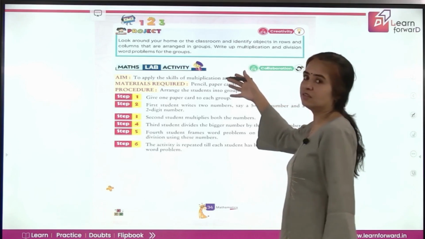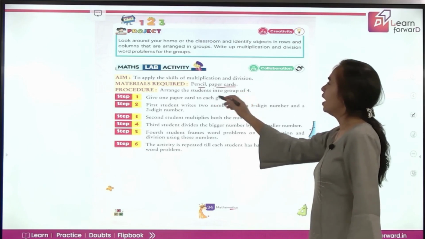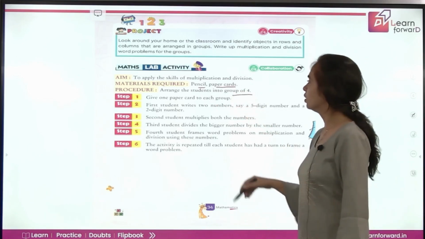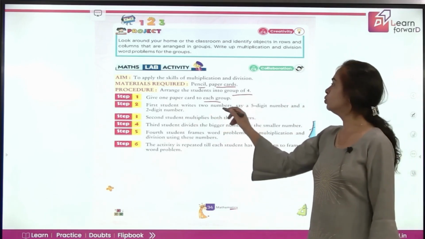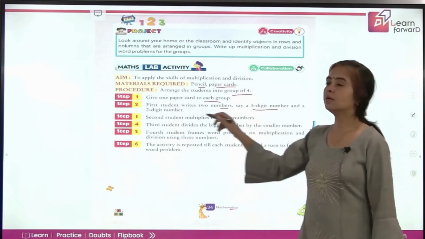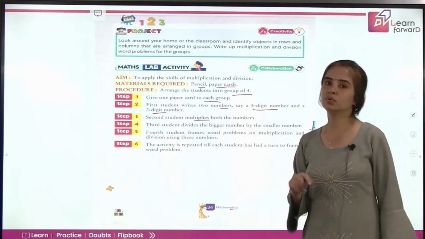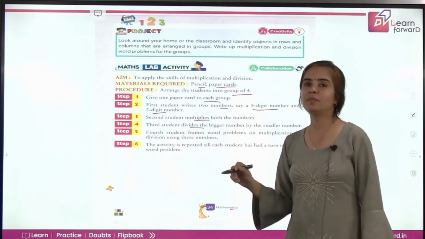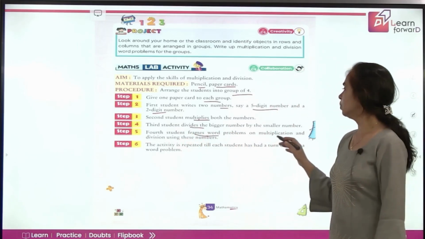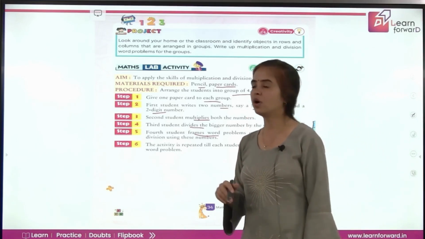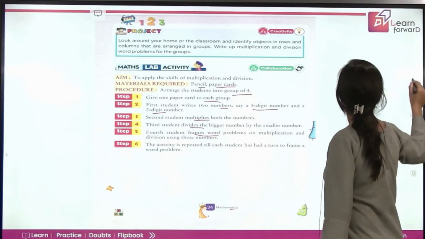Here's a math lab activity for you to have fun, in which you will be needing pencil and paper cards, and the students will be arranged in groups of 4. Each of the group will get 1 paper card. First student has to write 2 numbers. Let us say one is a 5-digit number and the other is a 2-digit number. Now the second student will multiply both the numbers. The third student will divide the bigger number by the smaller number. And the fourth student will write the word problem on multiplication as well as on division. So this you can repeat with many other numbers and have lots of fun.